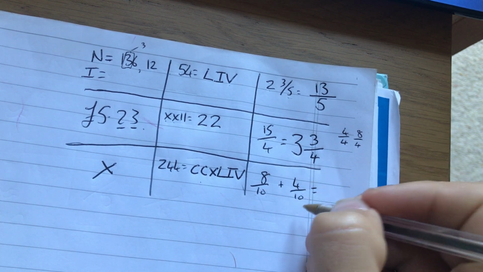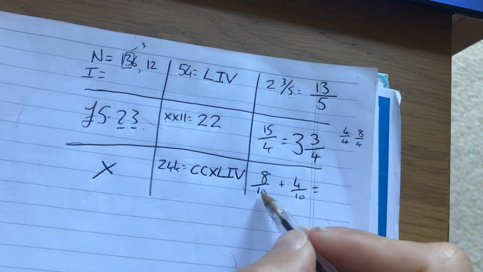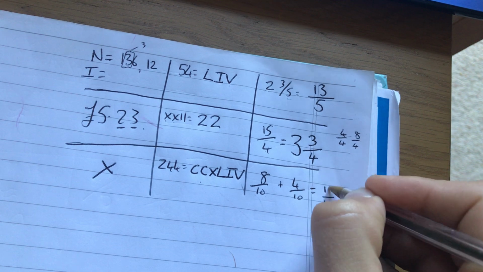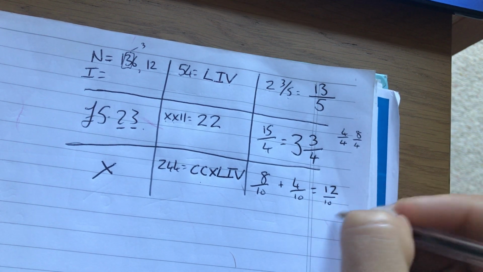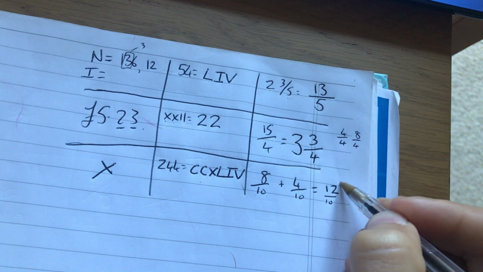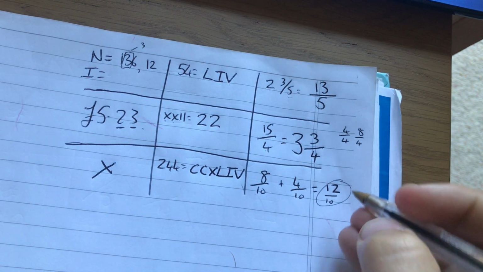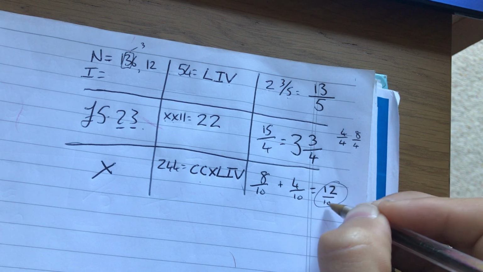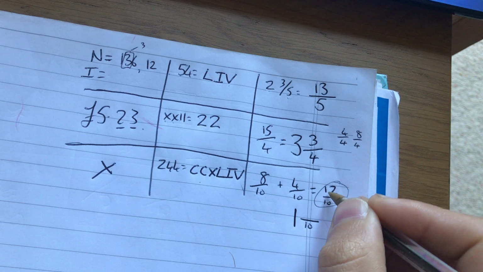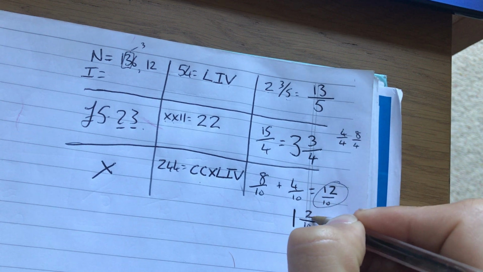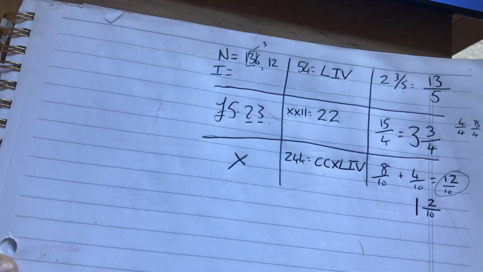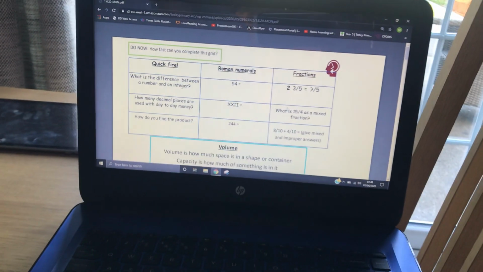8 tenths add 4 tenths. We've done these loads at school. The denominator is the same, so let's keep that the same. 8 add 4 is 12. That is your improper fraction, but on the do now I've asked can you do both. So there's your improper one. A mixed fraction, well 10 tenths is 1. And we've got 2 extras, haven't we, because we've got to go to 12. So it's 1 and 2 tenths. Lovely jubbly.